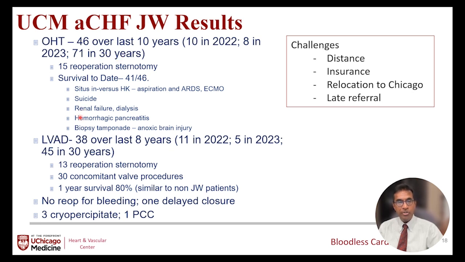In terms of LVADs, we did 38 over the last 8 years, less LVADs than transplant, because transplant is better than LVADs for Jehovah's Witness patients. Again, about a third reops. A lot of them got concomitant valve procedures. We try to make their tricuspid and their mitral valves perfect. One year survival is similar to non-JW patients. None of these patients had a re-op for bleeding.